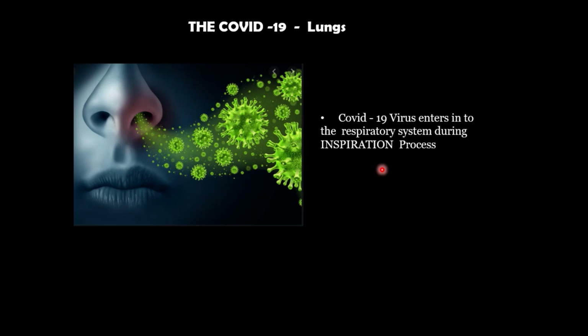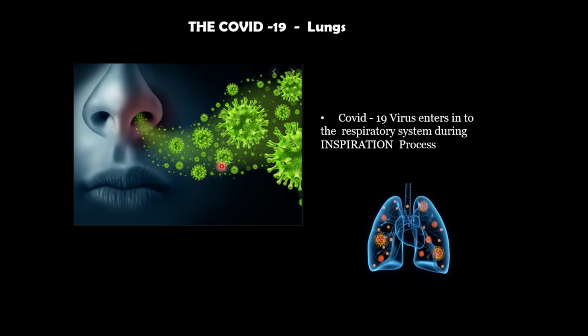How coronavirus enters into the human body. During the inspiration process, the COVID-19 virus enters into the respiratory system. The new coronavirus can infect the upper or lower part of our respiratory tract. It travels down your airways. The lining can become irritated and inflamed.